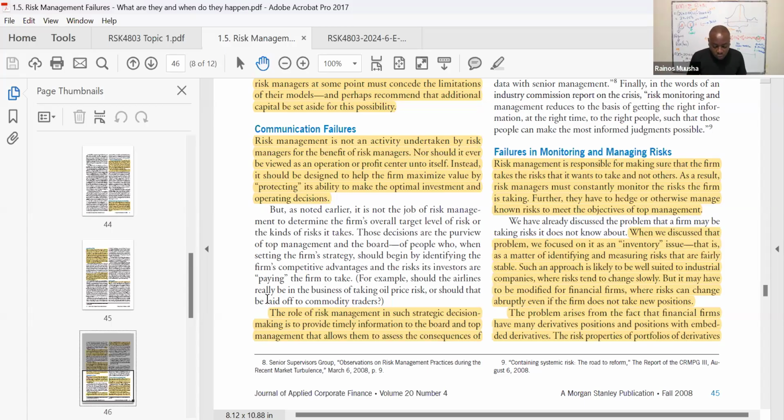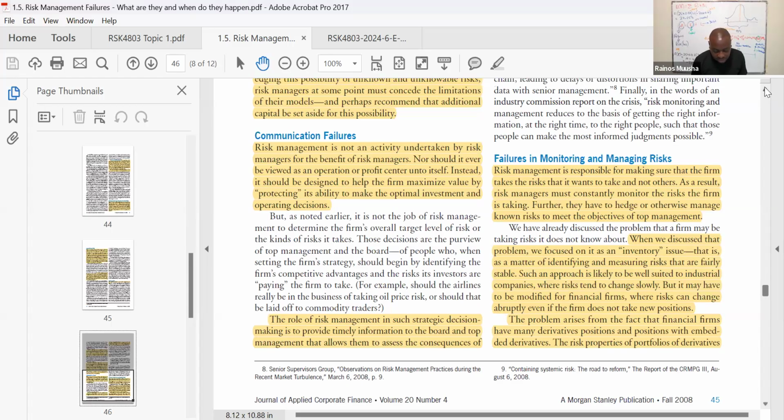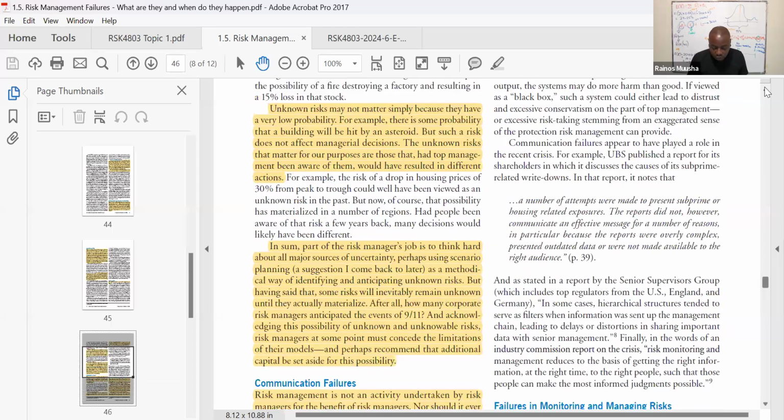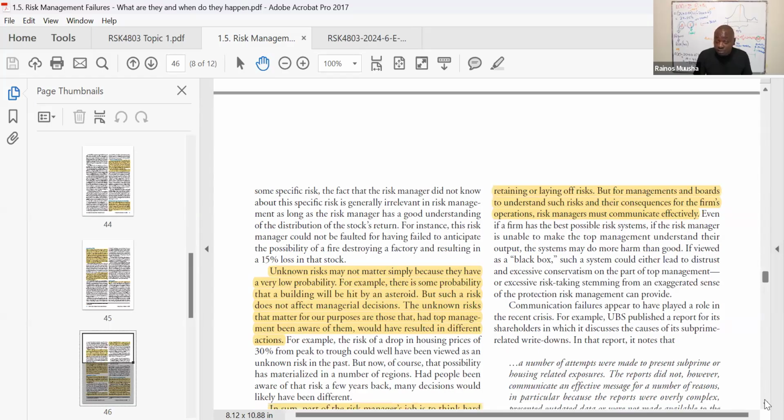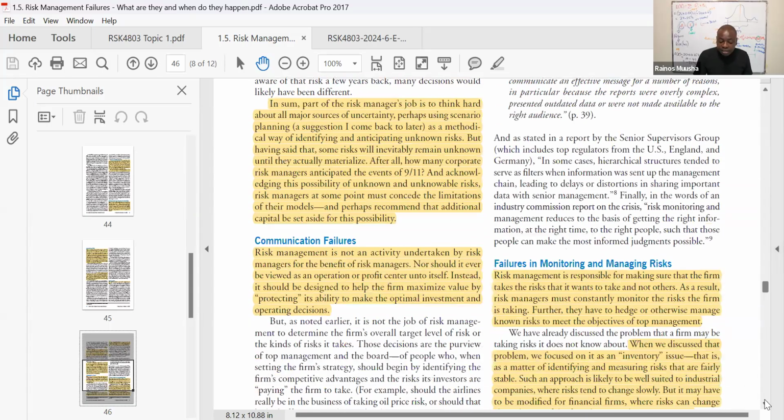So here they say, the role of risk management in such strategic decision making is to provide timely information to the board and top management that allows them to assess the consequences of retaining or laying off risks. But for managements and boards to understand such risks and their consequences for the firm's operations, risk managers must communicate effectively, which means they must make sure that the decision makers fully understand their risk positions and their risk exposures before they make that decision, to say how much risk are we going to end up taking.